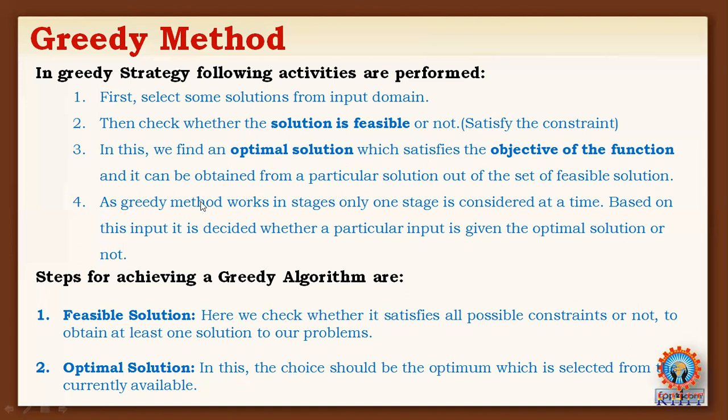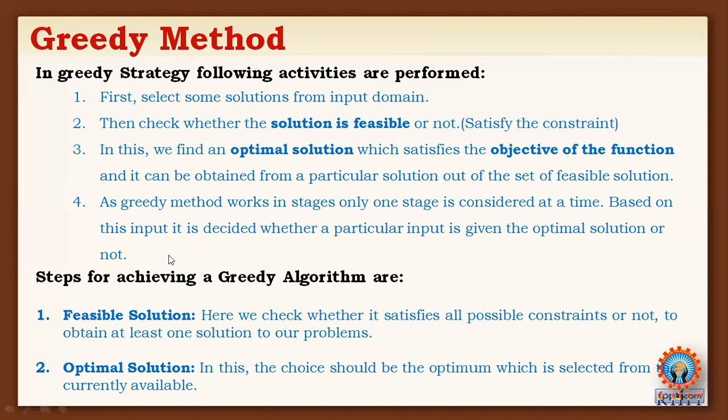Here, the greedy method works in stages only. The greedy method can work in stages only. Only one stage is considered at a time. Based on the input, it decides whether a particular input gives an optimal solution or not.